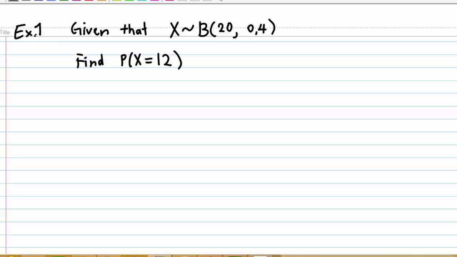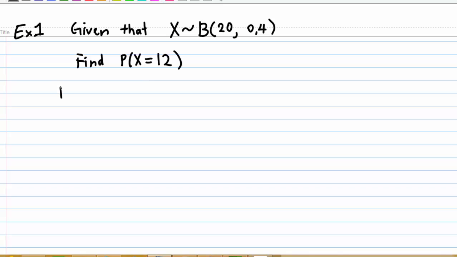Example 1. Given that X is binomial distributed with n equal to 20 and p equal to 0.4, find the probability of X equal to 12.